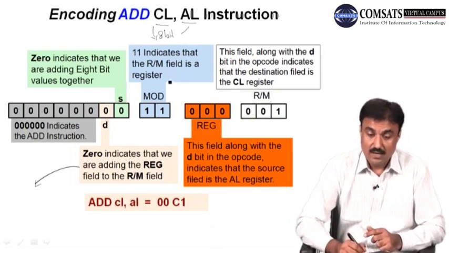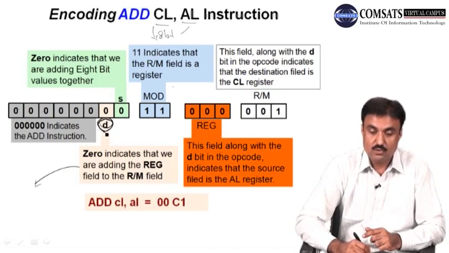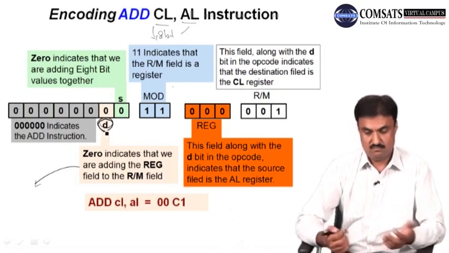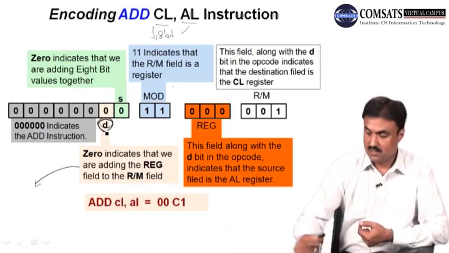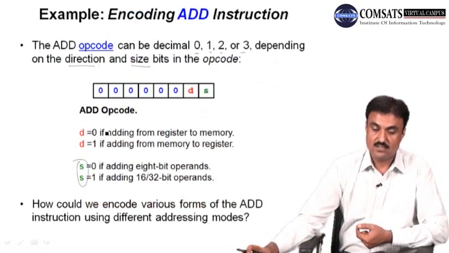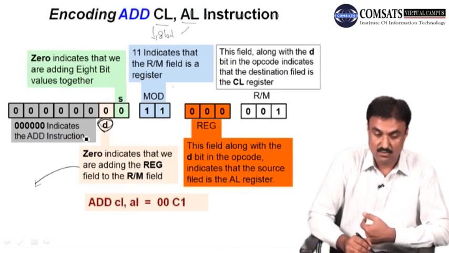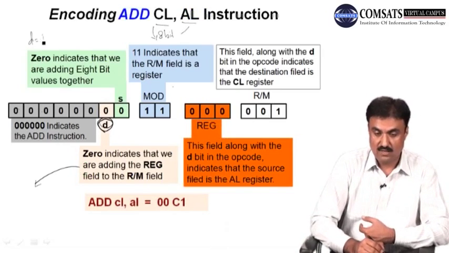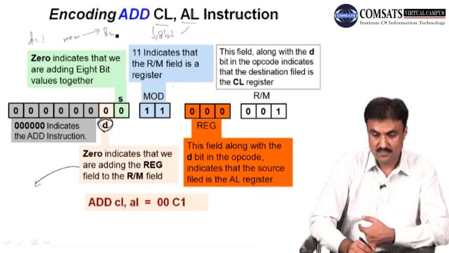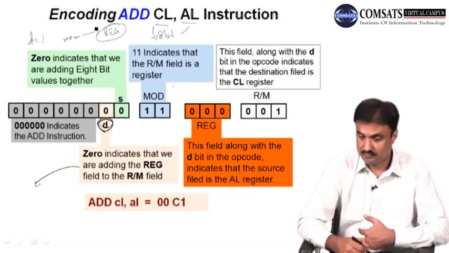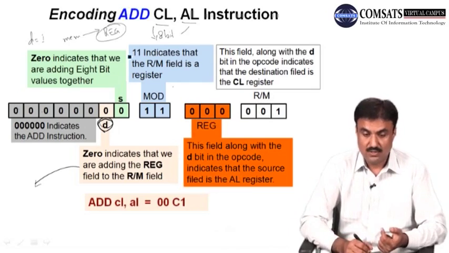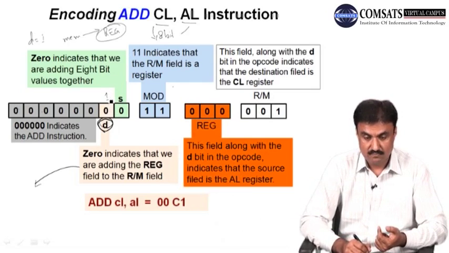So here is the confusion. In this case, what should be there? Either it should be 0 or it should be 1, because as you can see in the previous slide, if D is equal to 0, then we are going from register to memory, meaning the destination should be memory. Otherwise, if D is equal to 1, we are going from memory towards the register. There is a problem, because in this case there is no memory, so this can be either 0 or 1.